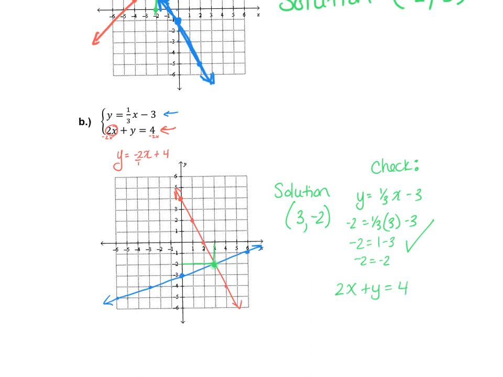2x plus y equals 4. So plug in the x, which was 3, plug in the y, which is -2, and see if this is true. 6 plus -2 equals 4. That's true as well. So you can actually know that you're correct.